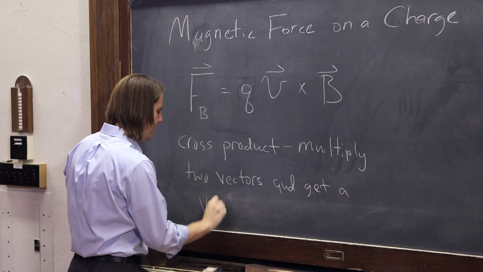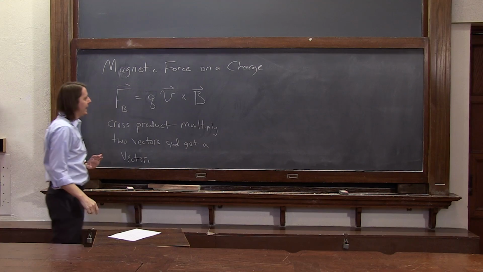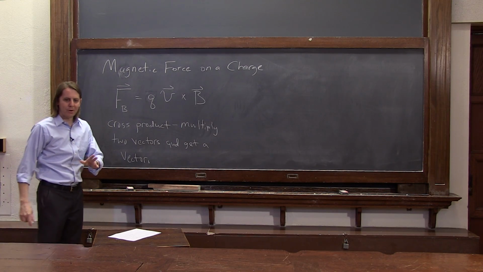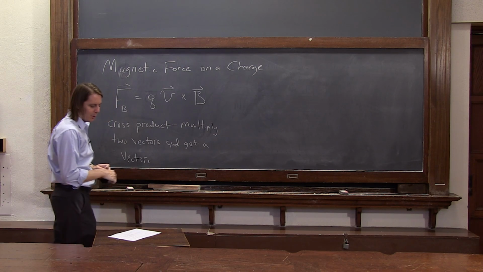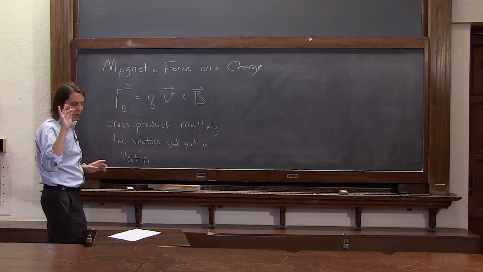Multiply two vectors and get a vector. But it's also harder than the dot product. You'll see why. We'll look at how it behaves. All right. So now let's just do one.